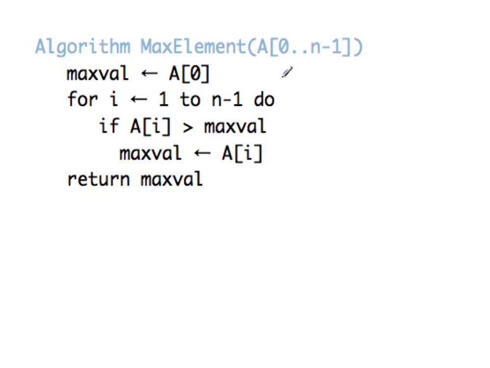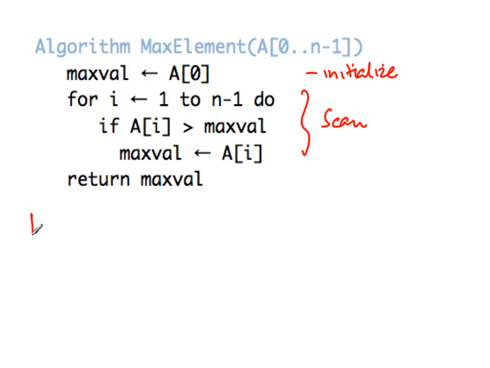So here is pseudocode for this algorithm. We have an algorithm called max element, which takes an array of size n with indices 0 to n minus 1. So as we said, we first initialize our maximum value to A0 and then we scan. So this is the structure. It's fairly straightforward. Now to analyze this, we have to figure out how many steps this will take as a function of the input.